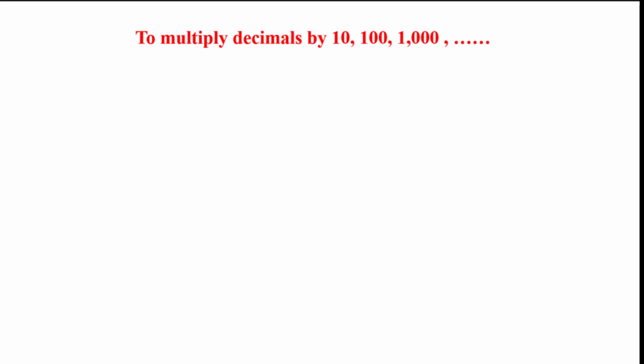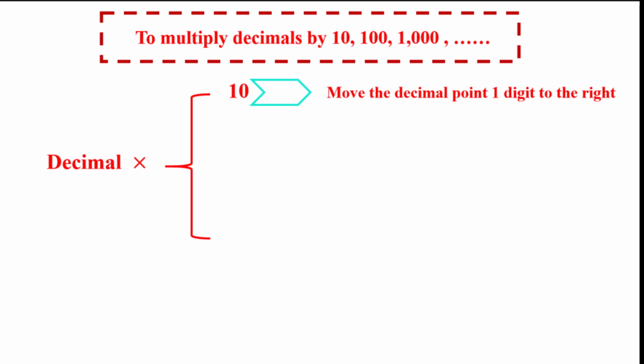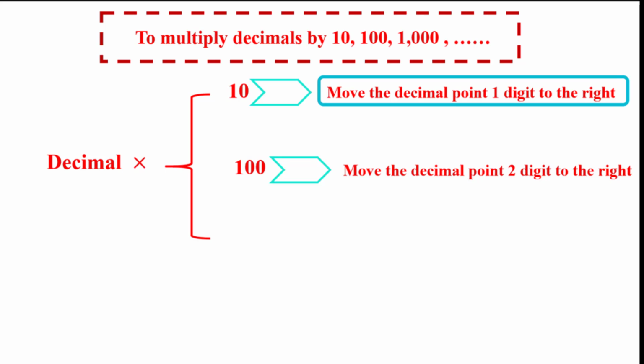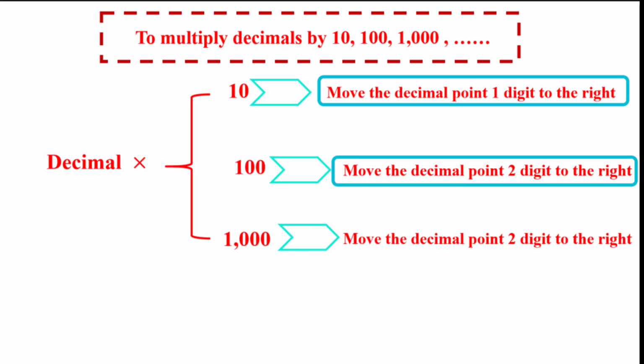The rule to multiply decimals by 10, 100, 1000. If we have a decimal times 10, 100, 1000: multiplying by 10, just move the decimal point 1 digit, or 1 decimal place, to the right. Multiplying by 100, move the decimal point 2 digits to the right. Multiplying by 1000, move the decimal point 3 decimal places to the right.